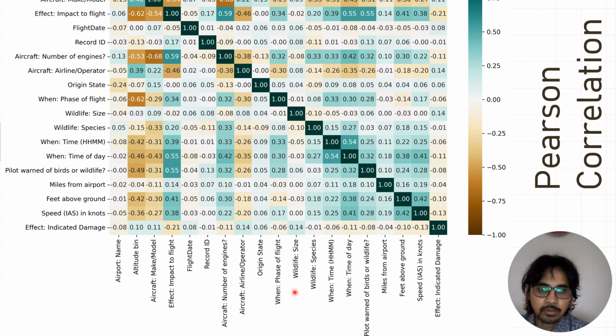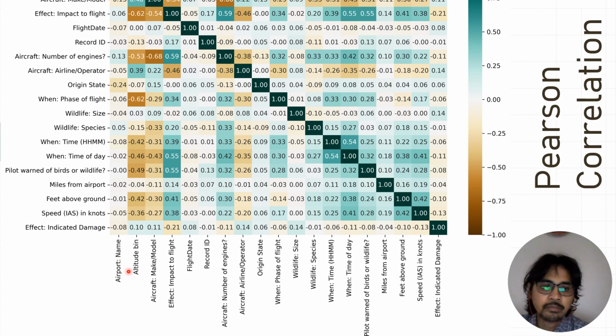And also there are several features with low Pearson correlation value. Here you can see the lowest are record ID and also wildlife species, which is the species of the wildlife in the bird tribe. Several notable low features below 0.1 are airport name, flight date, origin state, pilot warning of birds or wildlife, and lastly the miles from airport.